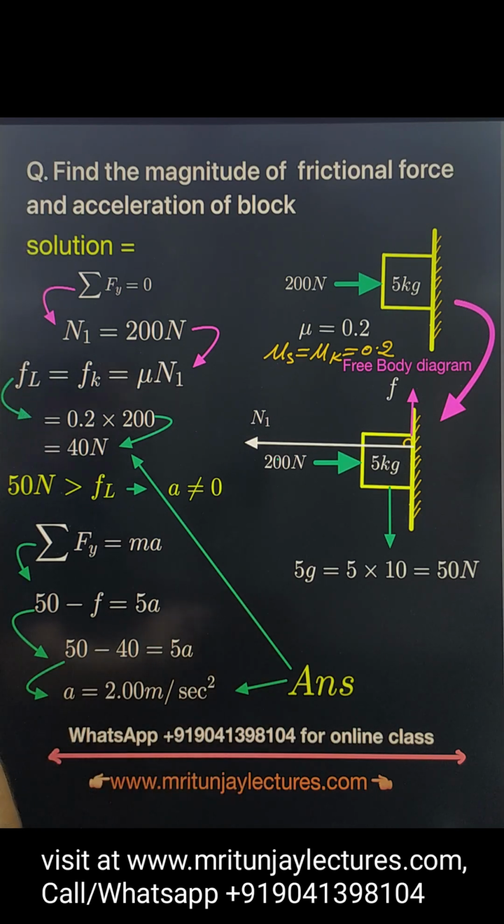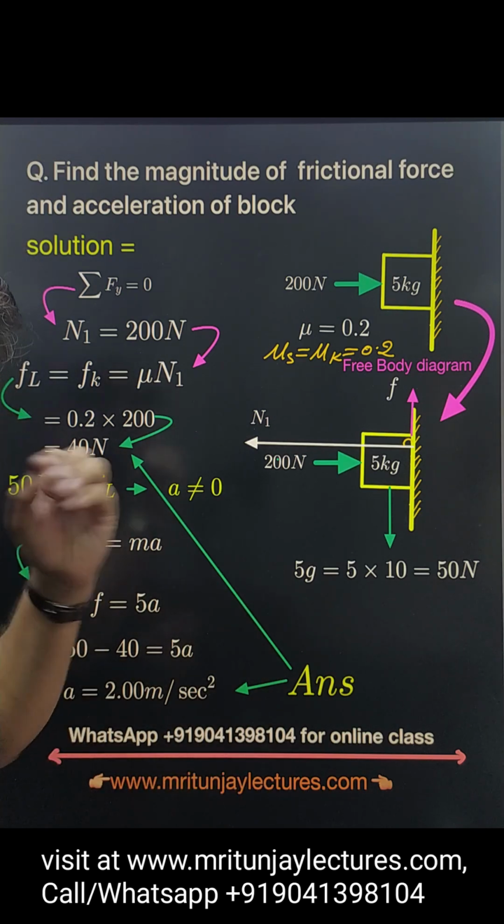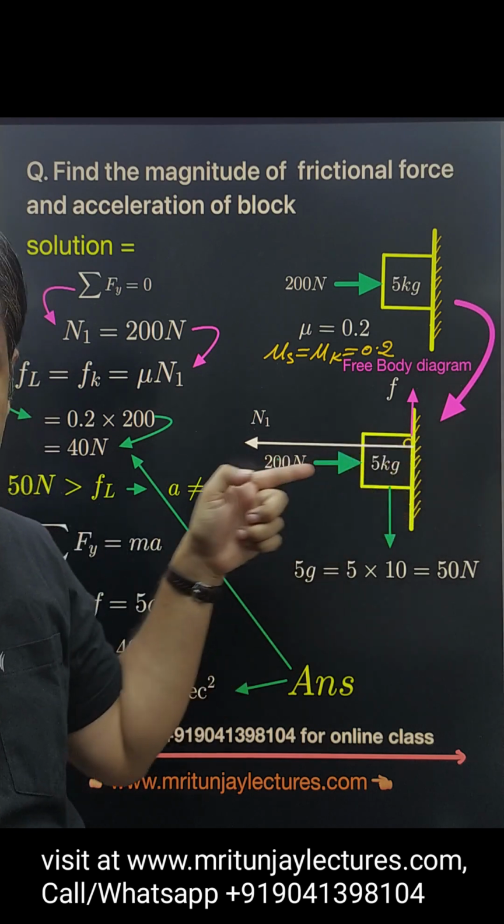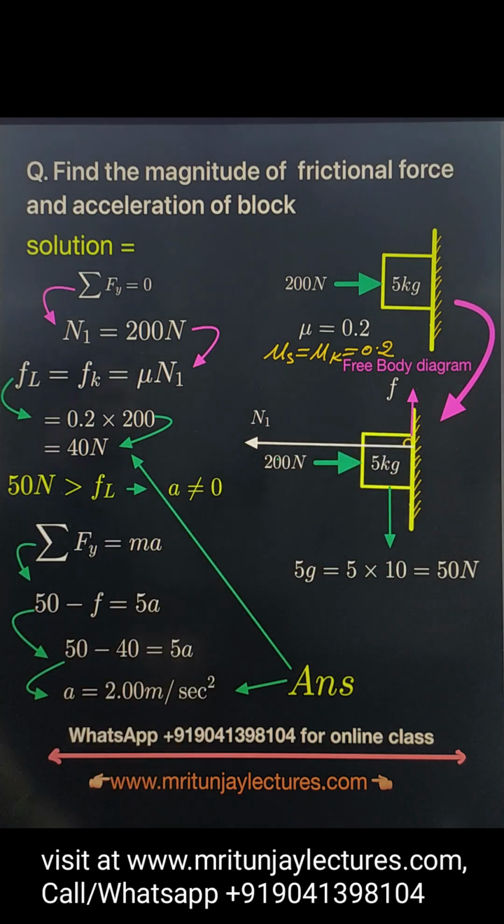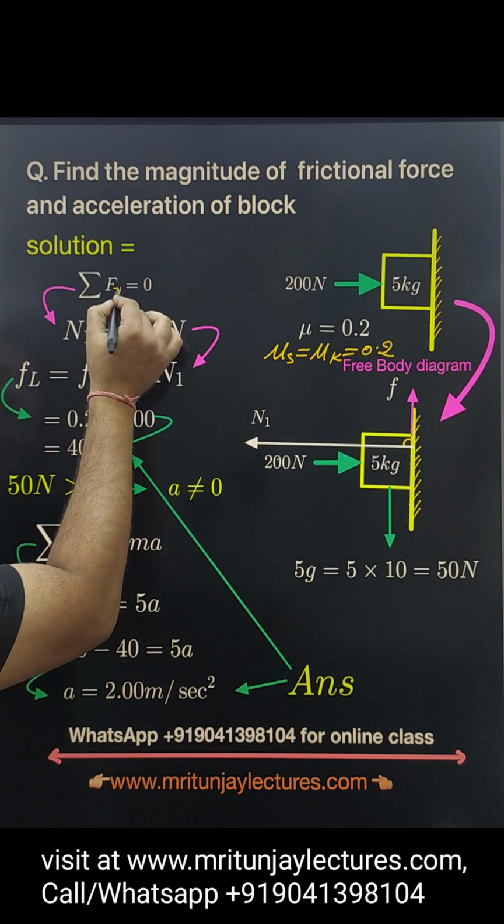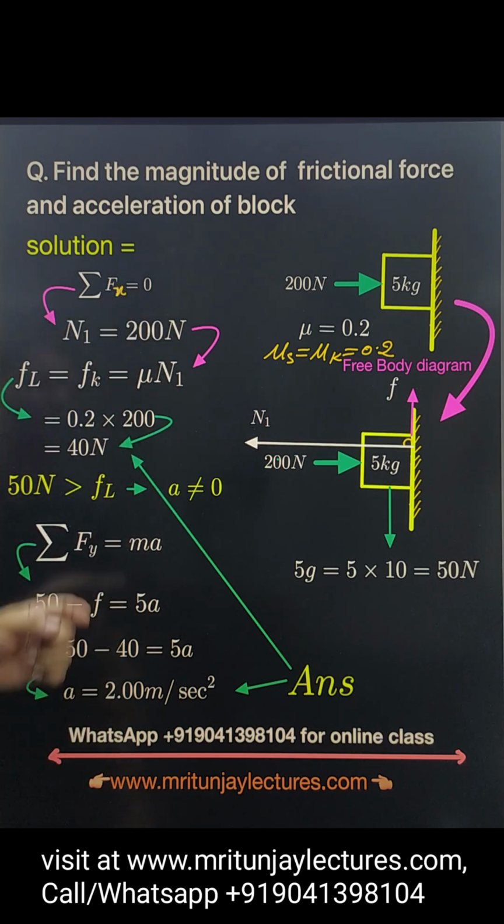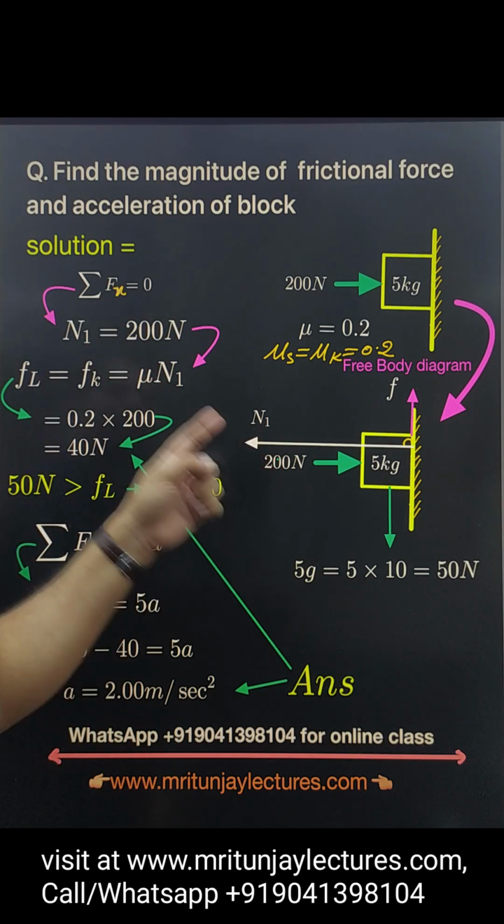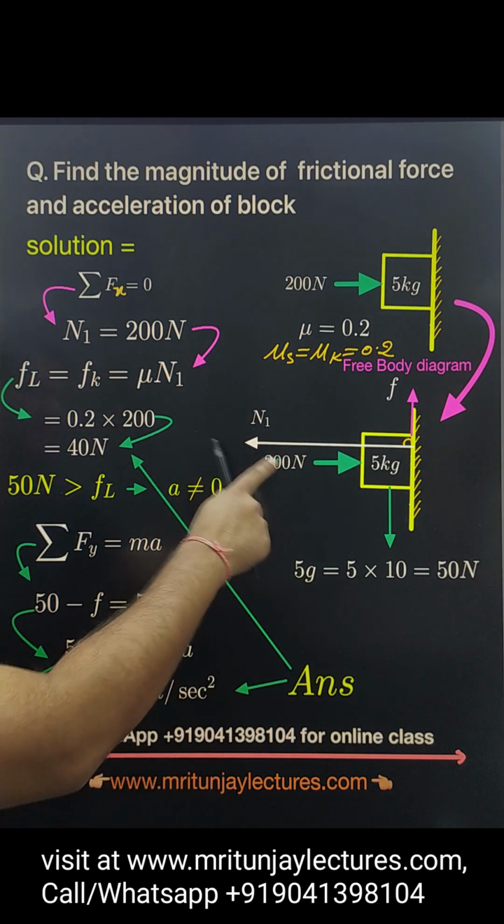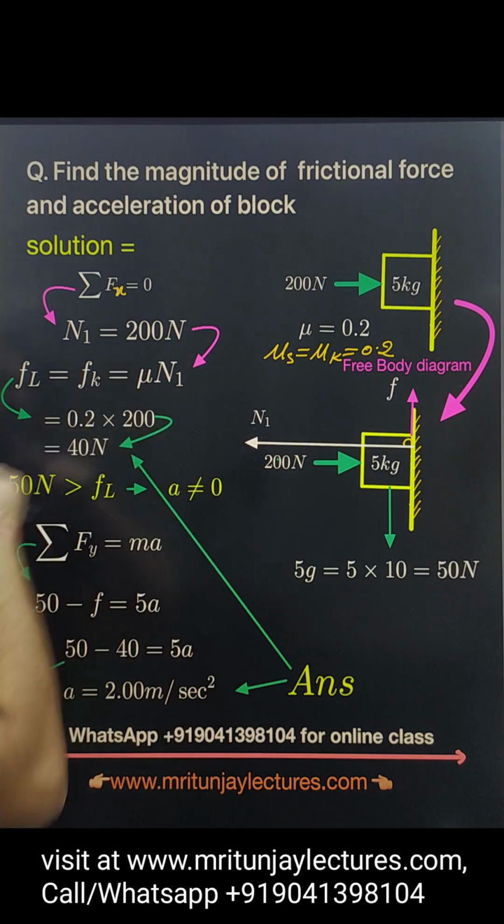After that, look here. Now this block is not moving in the x direction, so net force in the x direction is 0. So you can say that N1 is equal to 200 Newton. Both are in opposite directions, that's why N1 is equal to 200 Newton.